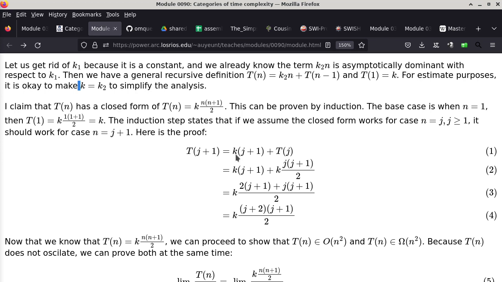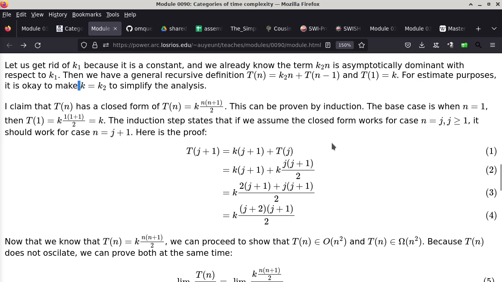And then what we do is immediately make use of the induction assumption. The induction assumption says the theorem is true when n equals j, so that means T of j is assumed to be the same as k times j plus 1, the whole thing divided by 2. So going from the first step to the second step, we are making use of the induction assumption. Is that okay?